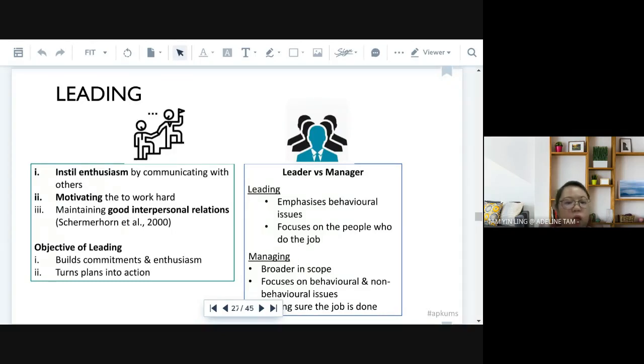So what managers do is more like controlling, managing, and people might not like it. So for today's management, we are trying to train leaders, not managers. Leaders are trying to lead people to do the jobs, and they focus on making sure the people are happy, committed and work hard. That is what we call a leader.